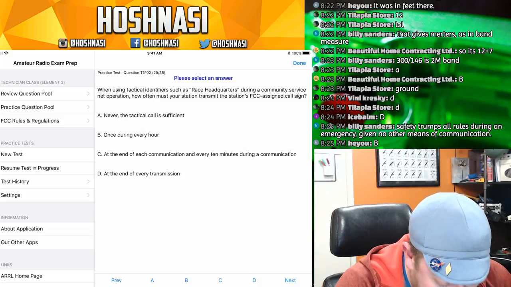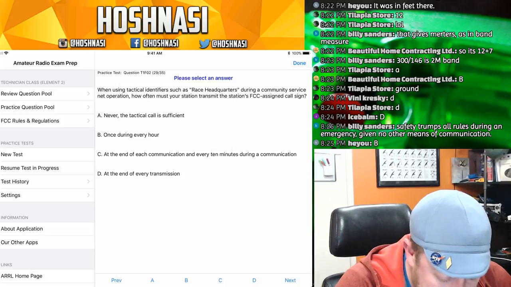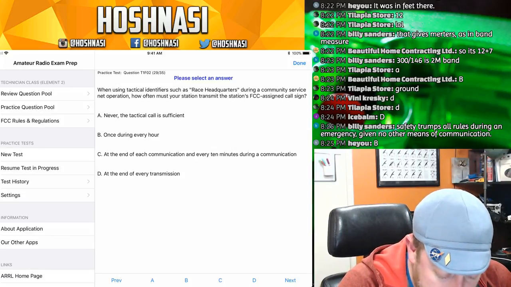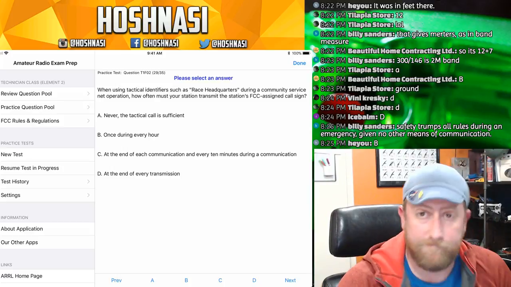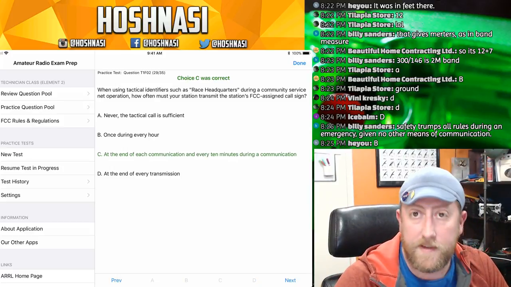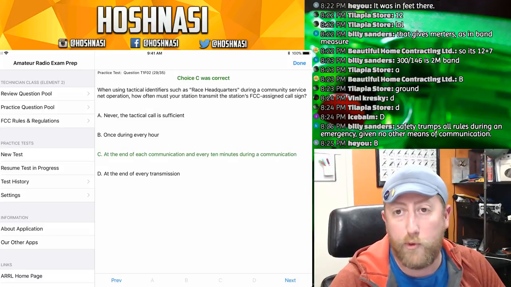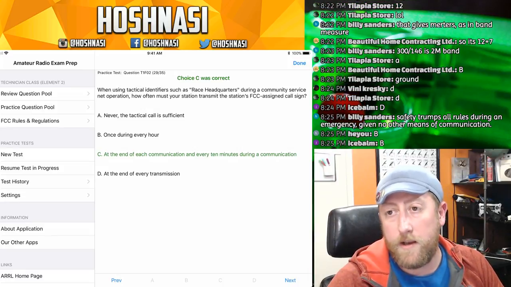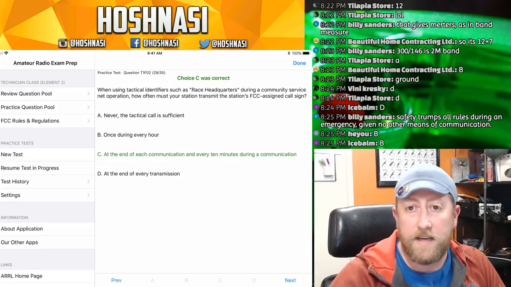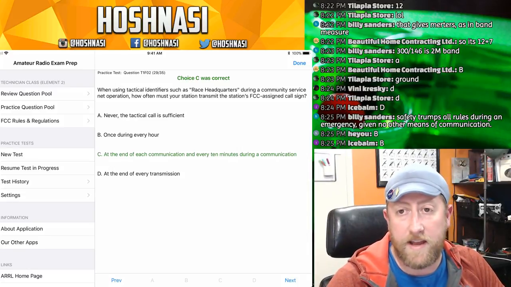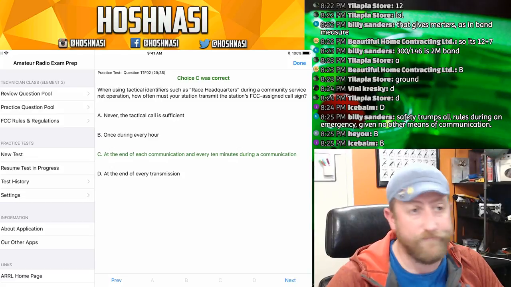When using tactical identifiers such as race headquarters during a community service net operation, how often must your station transmit? Every 10 minutes. Just every 10 minutes. Always. Doesn't matter. No special rules. Just always at the end of each communication and every 10 minutes during communication. That's it.